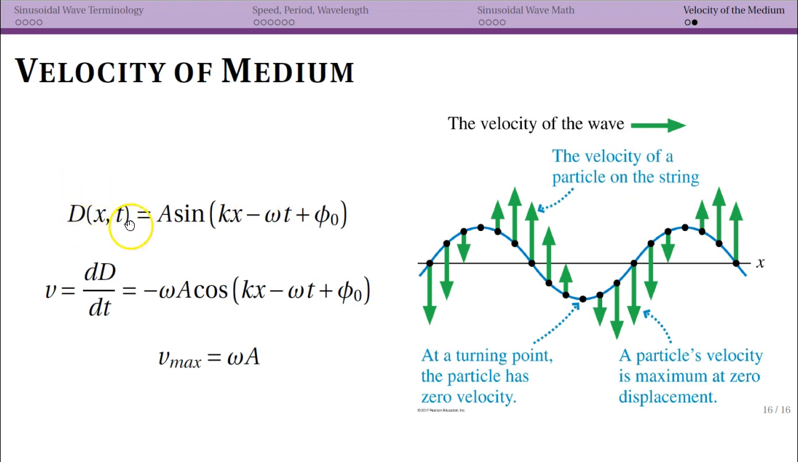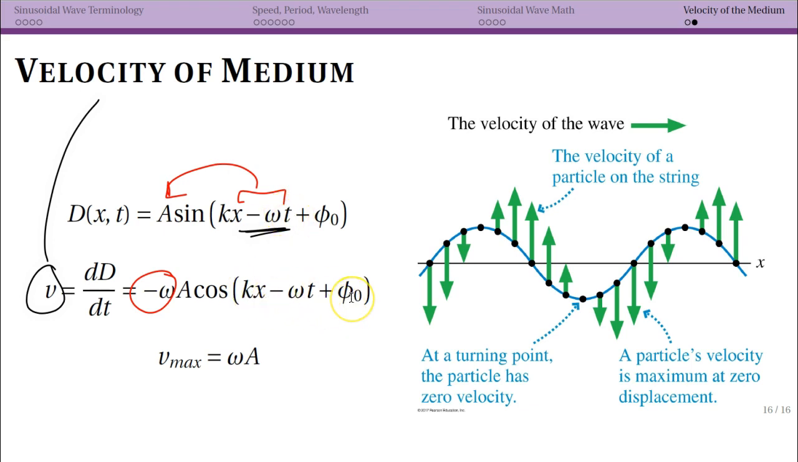How we get this is we think about displacement, right? So vertical here is our displacement, and we have that nice function here. Well, to get the velocity of the medium, not the wave speed, we just take the derivative with respect to time. And so sine becomes cosine, and we take the derivative with respect to time, so we only need to think about this part, and so negative omega comes out here. And so we're left with the exact same argument on the inside, but a cosine.